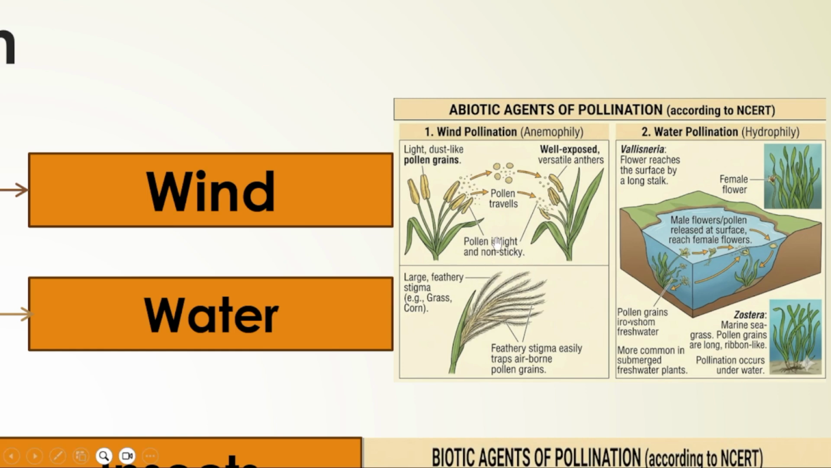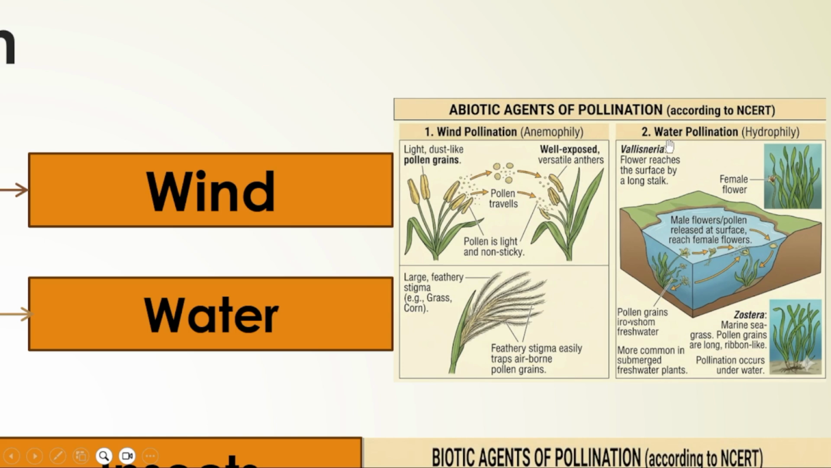They are very light, non-sticky, with well exposed, versatile anthers. Versatile means they move very easily. Next, they have large feathery stigma. Example, grass, corn. This is the stigma and this is the anther. Pollen grains will travel and get exposed to the stigma, not the anther. This feathery stigma easily traps airborne pollen grains. Whatever pollen grains are in the air, these feathery stigmas will catch them.